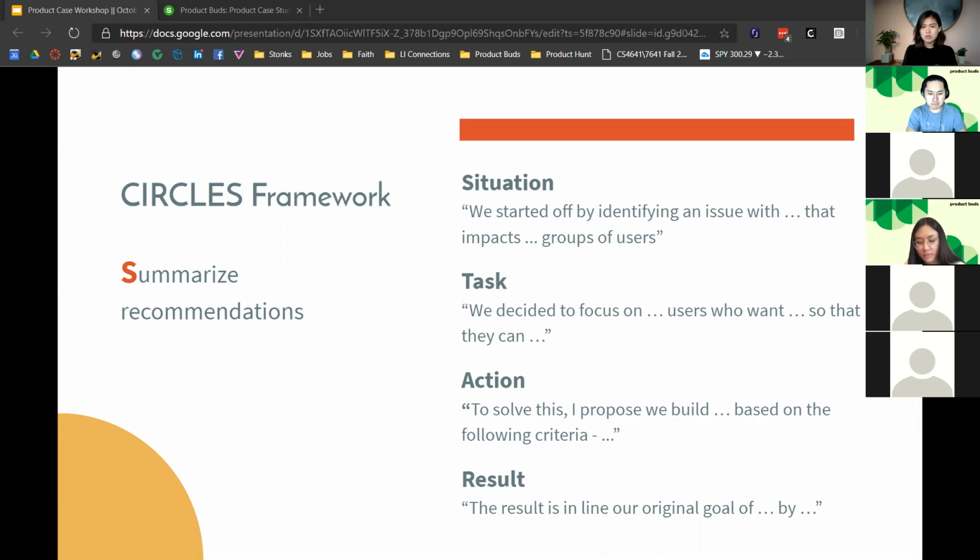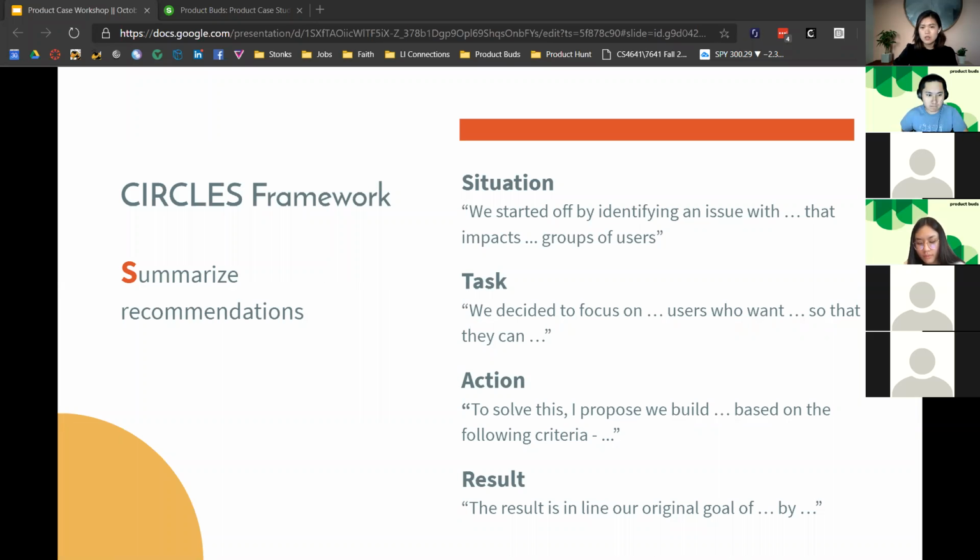Here is a sample script that I wrote this morning for the purpose of this workshop, but it shows that even when you're summarizing recommendations, you can use frameworks like STAR. Here, we would start by talking about the situation where we found an issue in this product and we want to improve it for this group of users. We had a task where we wanted to focus on this for users so that they can do this task. And then this is our solution, and then this is our result.